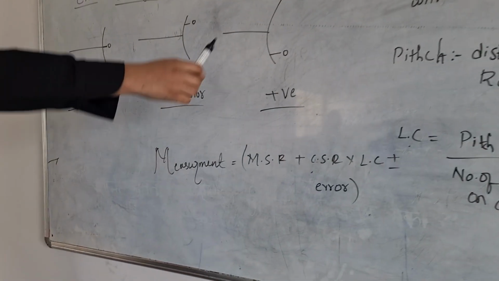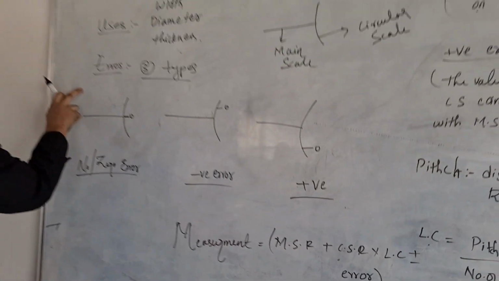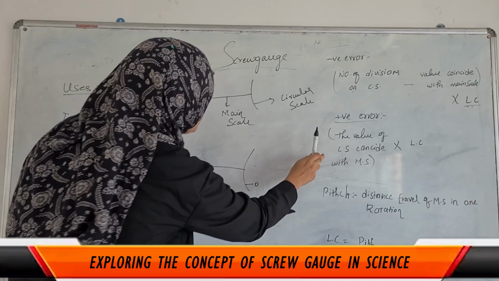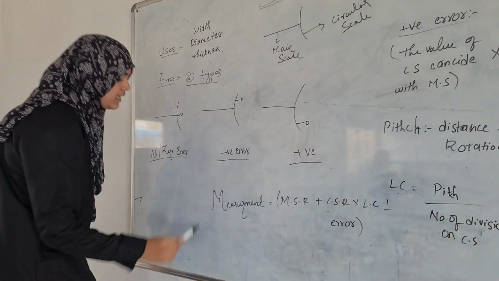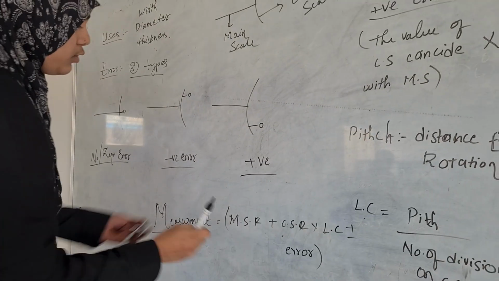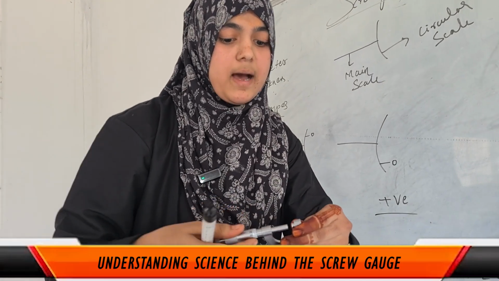And finally, what are the steps for calculation with a screw gauge? We have to take the error and calculate whether it is a negative error or a positive error. Then we should go for the pitch and then the least count, and finally we can go for the measurement. And for the measurement, we have to take a reading after fitting. For example, let's take this marker.